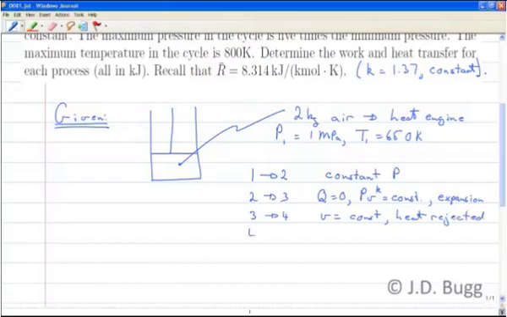And then finally, 4 back to 1. And remember, it's a cycle, so we need to get back to 1, is again adiabatic. So there's 2 adiabatic processes, and the same equation describes this adiabatic process. And this is a compression.